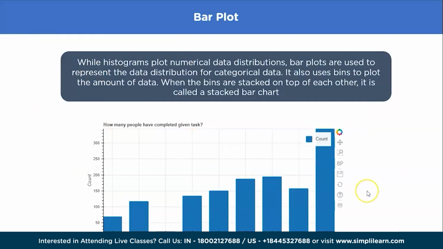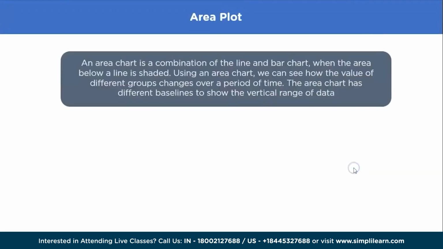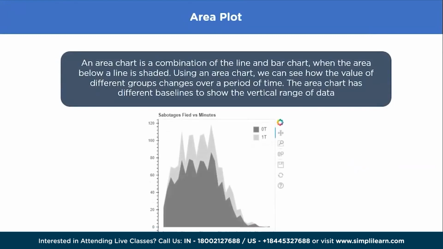So we've taken a look at how we can plot bar charts and the various types of bar charts that are available to us in Python Bokeh. Now let's take a look at area plots. Area plots are a combination of the line and the bar chart, where the area below a line is shaded. Using an area chart, we can see how the values of different groups change over a period of time.